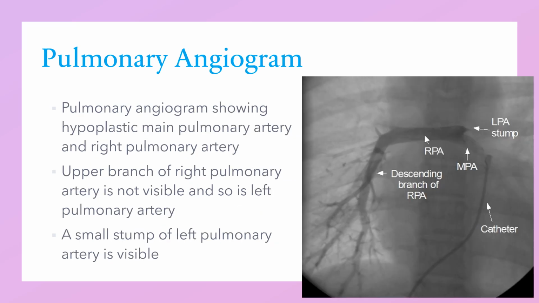This is a pulmonary angiogram obtained by injecting contrast dye into the main pulmonary artery. A catheter, that is a small tube, was introduced into the main pulmonary artery through the right femoral vein. The pulmonary angiogram shows a hypoplastic main pulmonary artery and right pulmonary artery. The upper branch of the right pulmonary artery is not visible, and so is the left pulmonary artery. A small stump of the left pulmonary artery is visible.